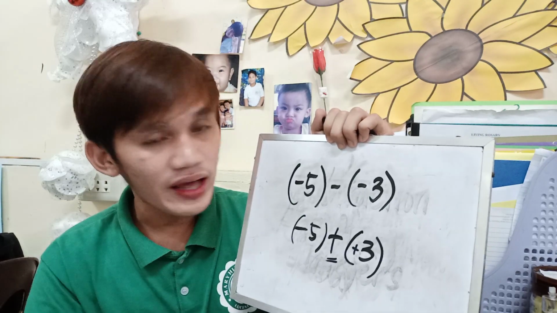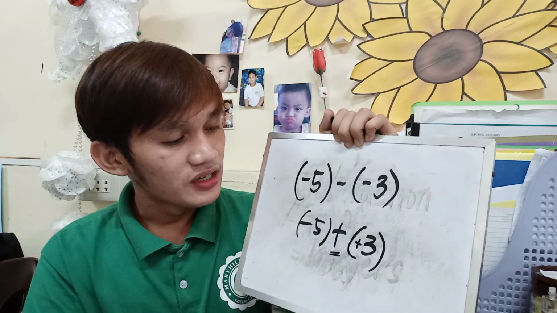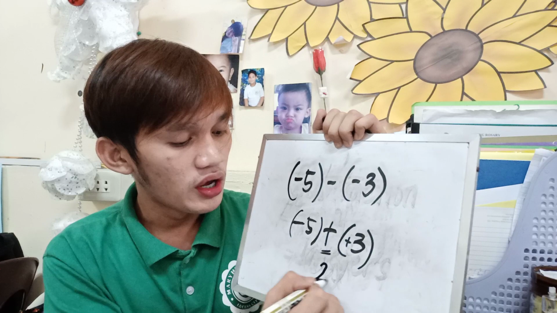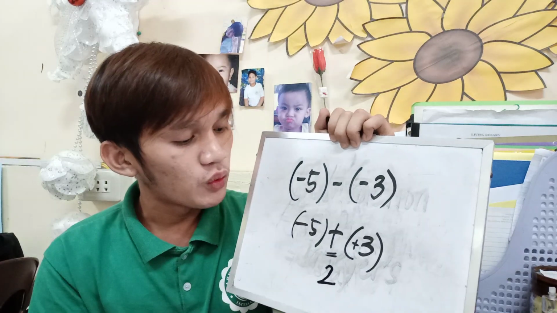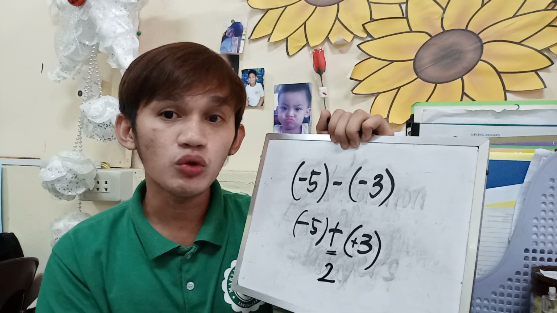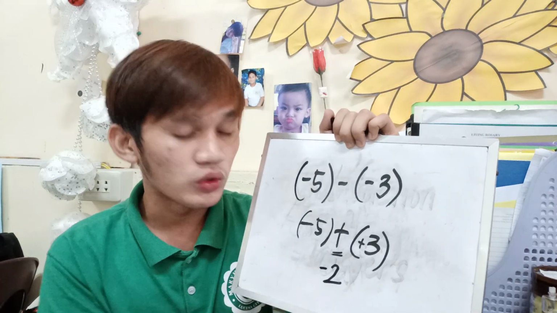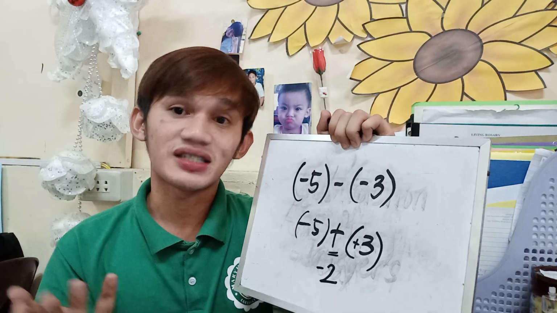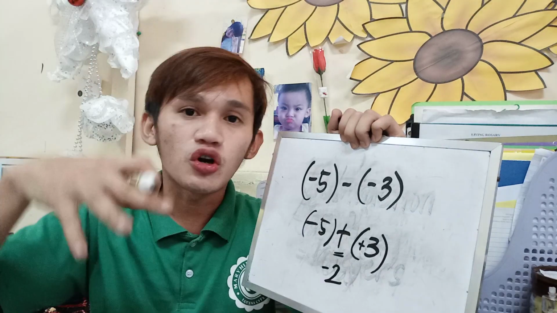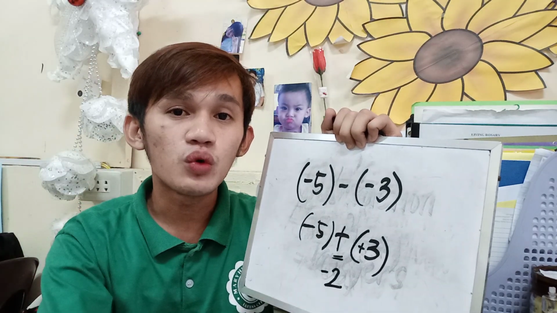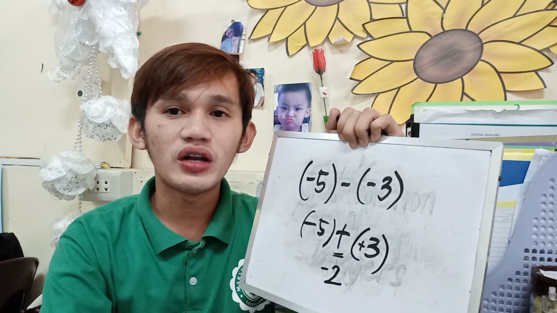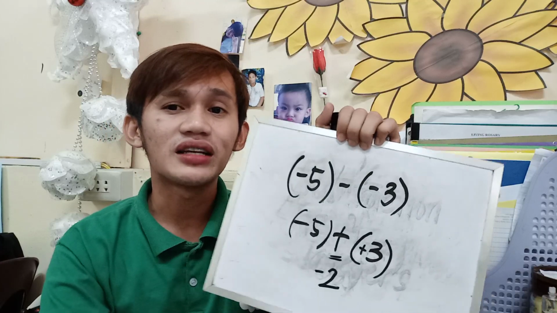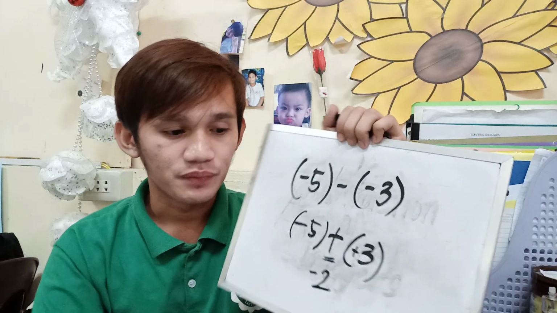So this is negative 5 plus positive 3. They are different signs, so you are going to subtract them. 5 minus 3 is 2. Then you keep the sign of the higher number. The higher number is 5, because 5 is higher than 2, and the sign of 5 is negative. So the answer is negative 2. You can notice that from subtraction, we actually converted it into addition, because addition is the opposite operation of subtraction, and subtraction as well is the opposite operation of addition.